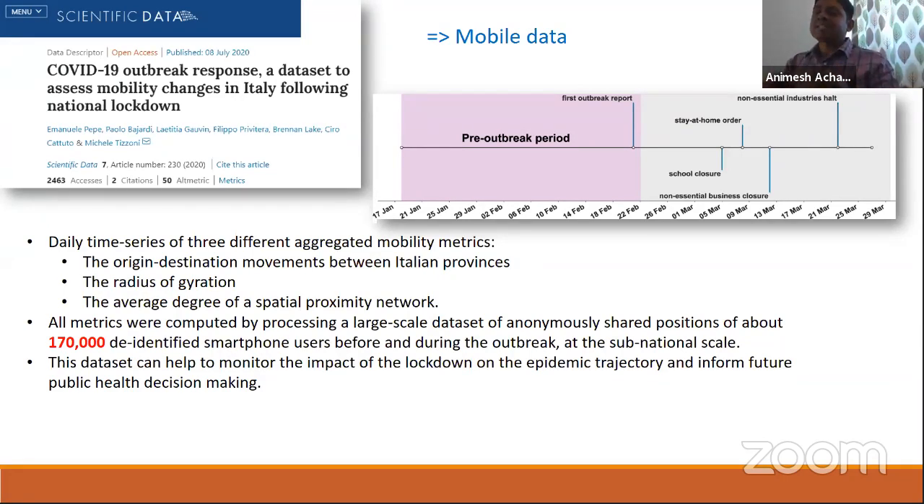So understanding the need for people will give you added advantage, what people need, so you can serve better. So what they did, the design of their study is a pre-outbreak. They take the data, each day data, 17, 21. This is not shown, but they took a massive amount of data. Non-essential industry halt in this time period, stay at home, school closure, so this data is all about this one.